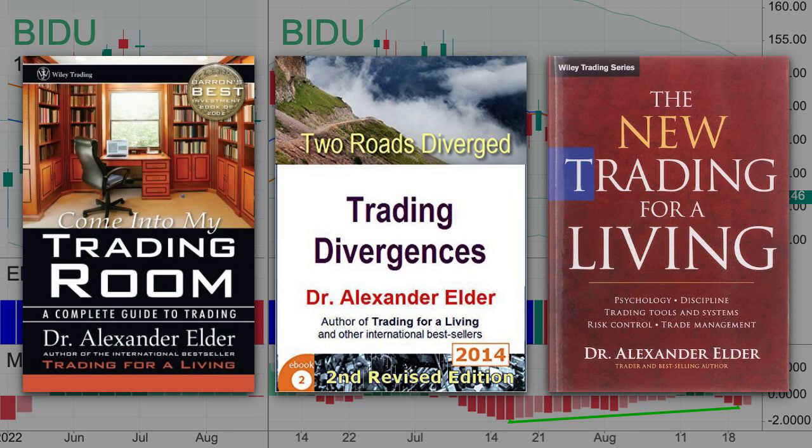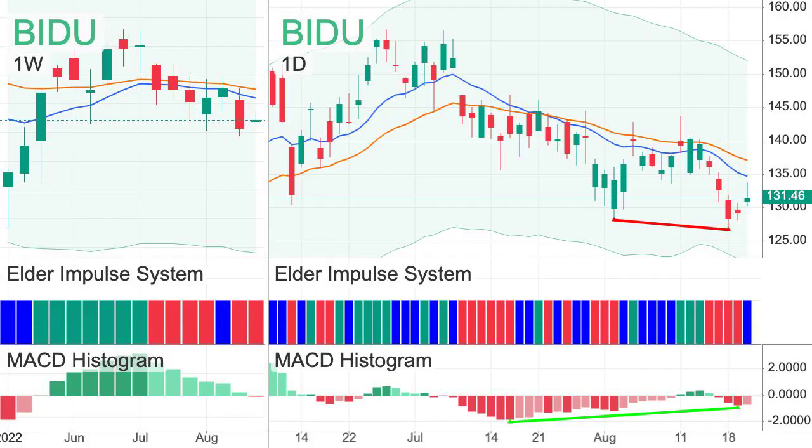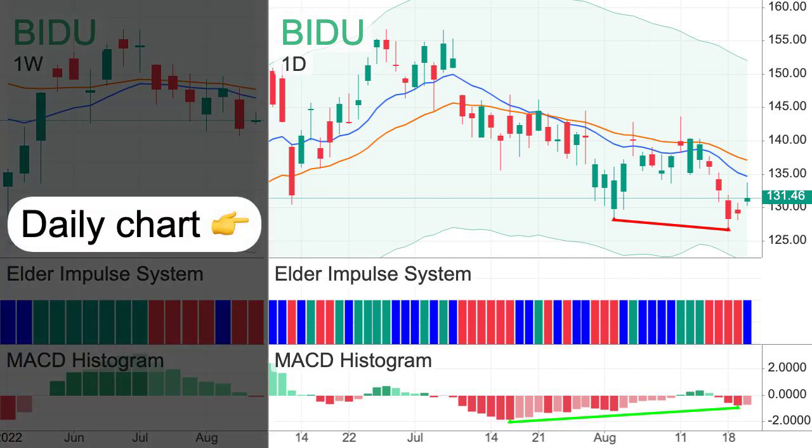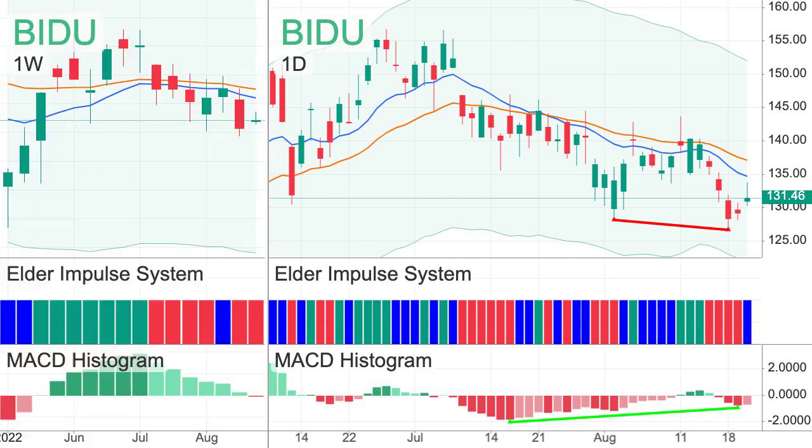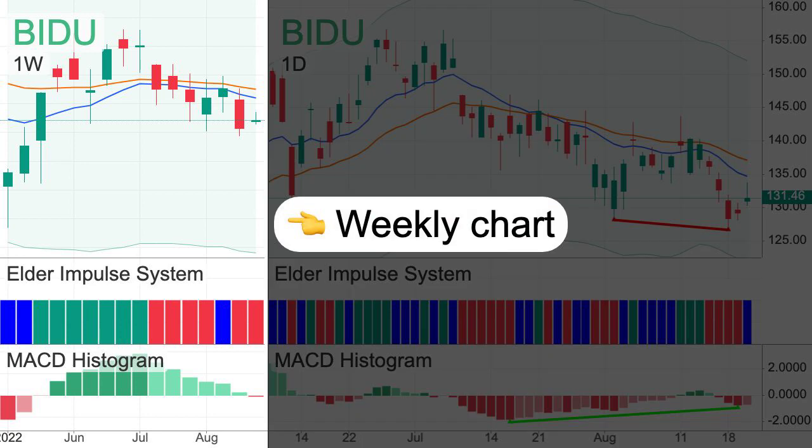This video illustrates a trading strategy based on books and public lectures by Dr. Alexander Elder. We use double screen view to examine the stock. On the right side of the screen there are a price chart, an Elder impulse system and a MACD histogram chart on the daily range. On the left side of the screen there are the same charts on the weekly range.